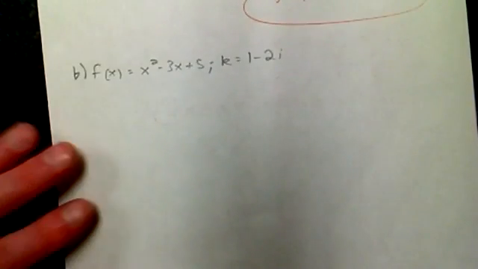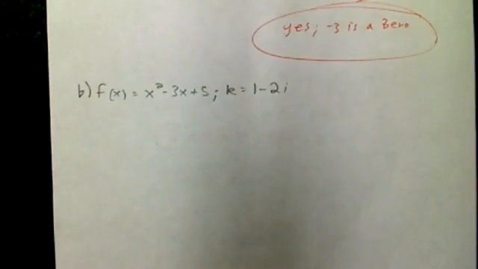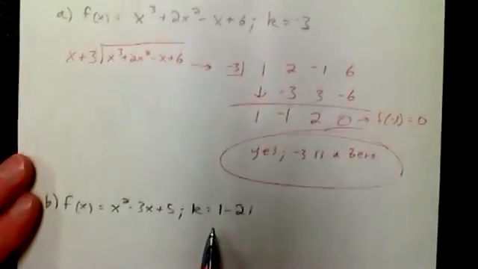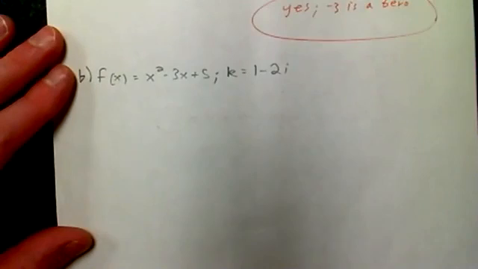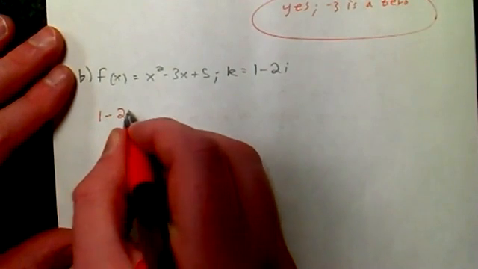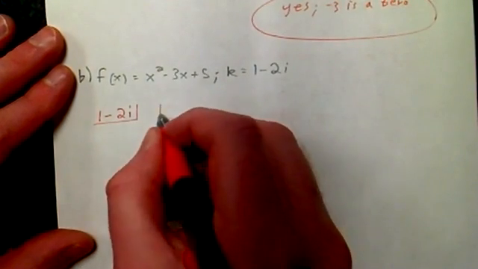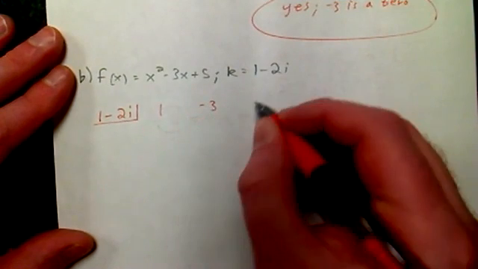Let's look at B. Oh, hey, remember those imaginary numbers. Well, actually, it's complex. It has an imaginary part, though, right? So same idea. Since we know k is always the thing that goes in the box, I'll go ahead and do that right away. So 1 minus 2i, and then my coefficients. I better leave a little room.